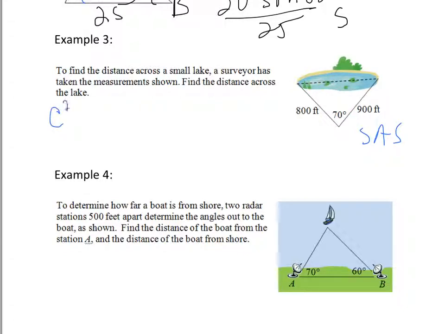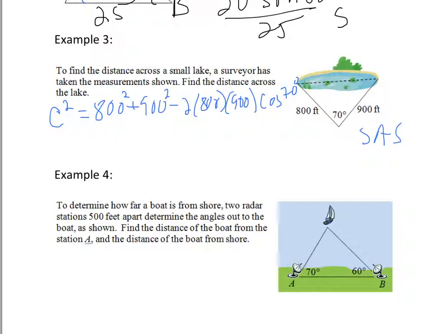So I'm just going to write C squared equals 800 squared plus 900 squared minus 2 times 800 times 900 times the cosine of the angle, which is 70 degrees. Notice, this is one thing I noticed: that number goes here, that number goes there, the angle goes there.